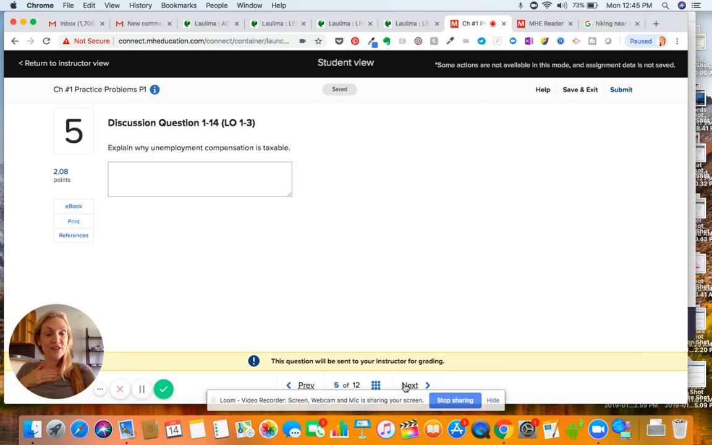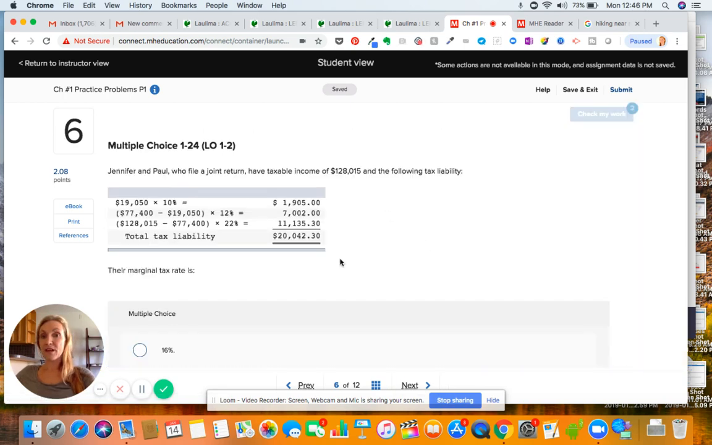Unemployment compensation, it is taxable. Did you know that? You often need to call and get them to take out taxes when you're getting unemployment compensation. They don't do it automatically. And it's taxable. I'll let you look that up in your book as to why. But if you think about it, it's a lot like wages when you're being paid, which are taxable. Okay, so this is what I want to go over with you.